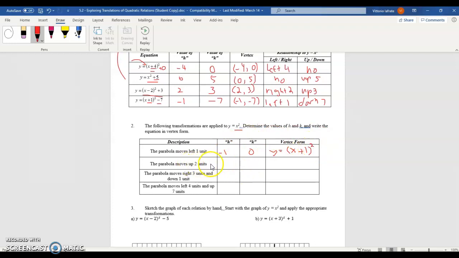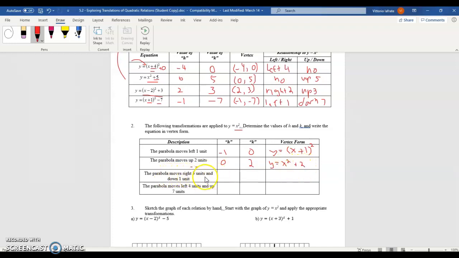Parabola moves up 2 units, so we're not going left or right, so we know we're not dealing with h here, but we are dealing with going up 2 units. So our k value is going to be 2, positive 2, because we moved up 2 units. So we're going to have y is equal to x squared, which is a parent function, and we're going to add plus 2 to move up.